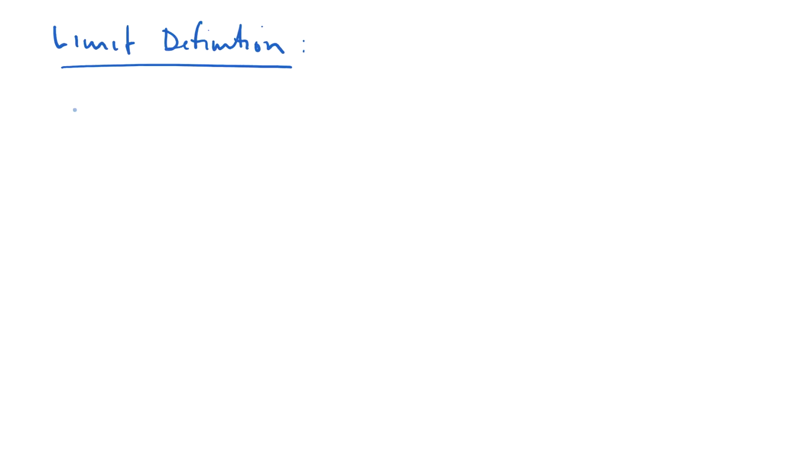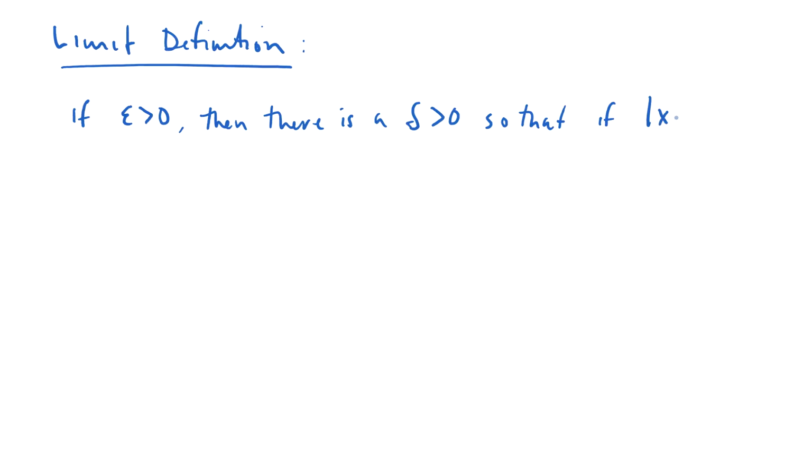Here's the definition. It says if epsilon is greater than 0, epsilon is some small number, then there is a delta, another small number, greater than 0, so that if the distance from x to some number c is less than delta, then the distance between f of x and L is less than epsilon.